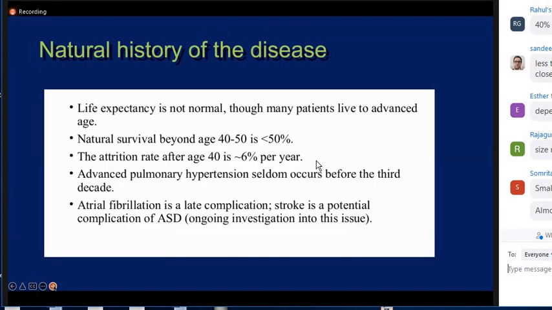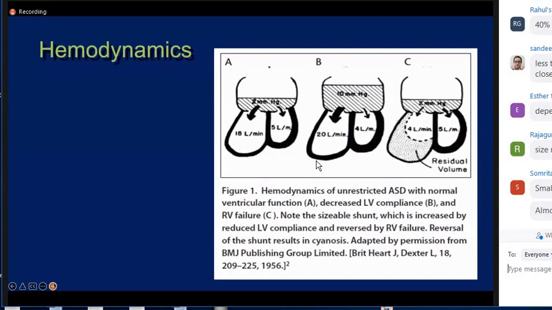It has got a good prognosis. So as long as patients are not having pulmonary hypertension, they are going to have a good prognosis. If you look at the hemodynamics, in an uncomplicated atrial septal defect, you have a left-to-right shunt to some degree, as long as your left ventricular filling pressures are good.